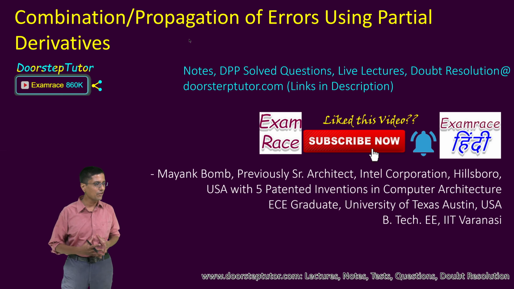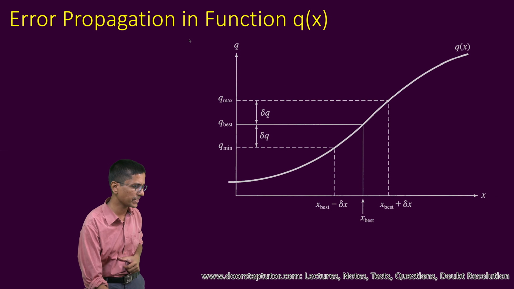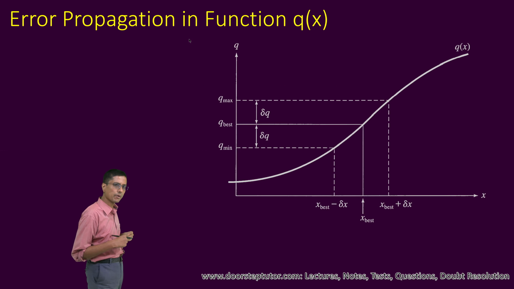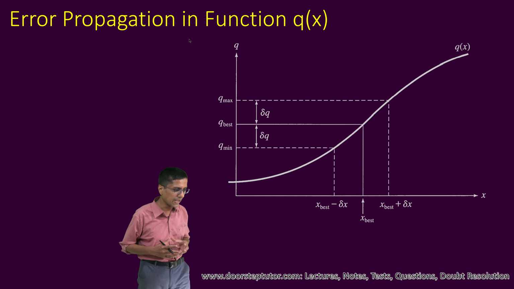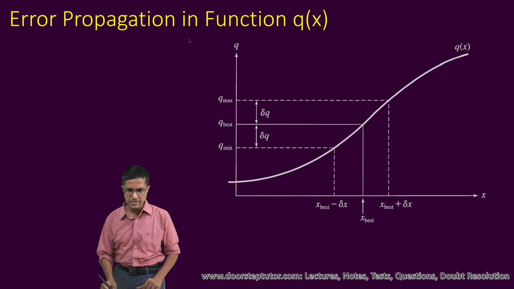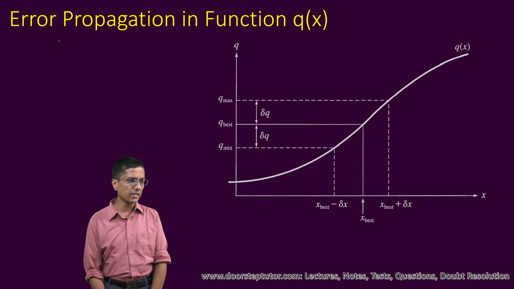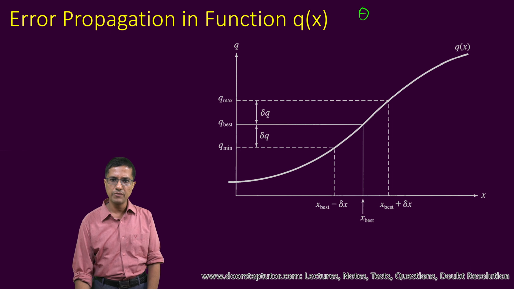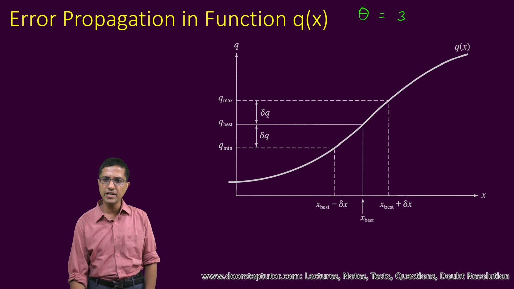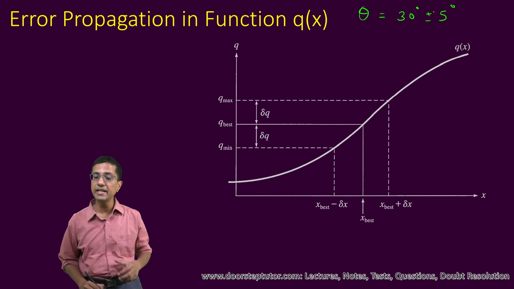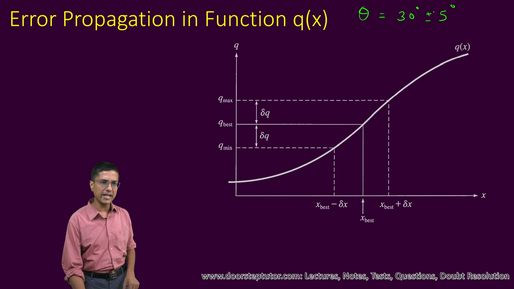Hello friends, we have already seen how to propagate the errors in case of addition, subtraction, multiplication, division and power functions. Here we will try to understand how we propagate the errors when our functions become slightly more complex. So for example, if I have the value of theta, which is an angle which I have measured to an accuracy of 5 degrees, and I want to compute sine theta from it.